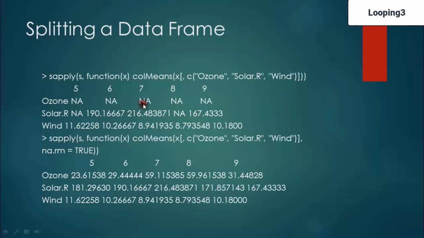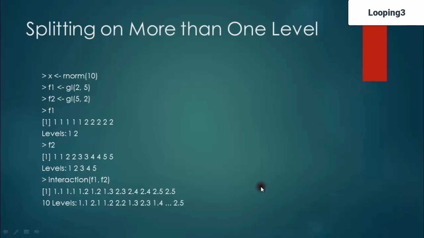In the same way, I want to remove the NA values from this data, because most of the data points will be NA, and you don't want to consider these NA values. So what you can do is sapply of s comma function of x, colMeans of x comma c of Ozone, Solar.R, Wind, and I use a specific argument called na.rm equal to TRUE. What happens is it removes NA values, and I have set it as TRUE so that they can be removed. So now you'll find all the NAs are removed and replaced with the remaining values.